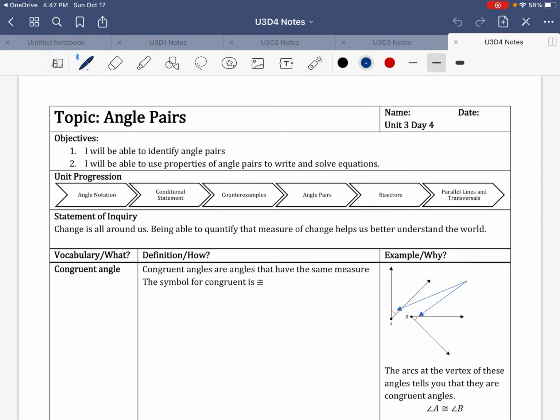Today's lesson is Angle Pairs, Unit 3, Day 4. Today we're going to talk about identifying different types of angle pairs and using the properties of those angle pairs to write and solve equations.